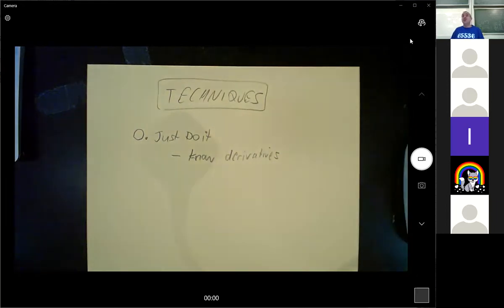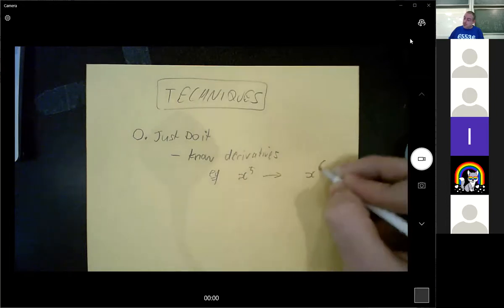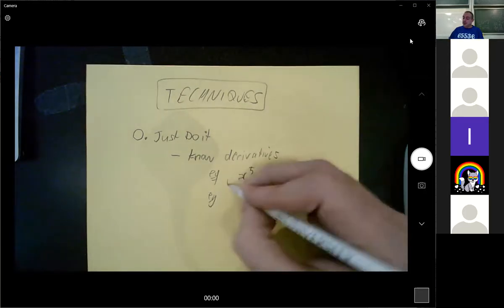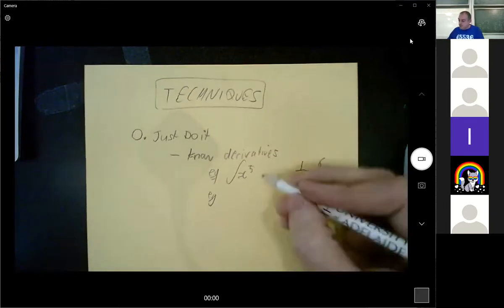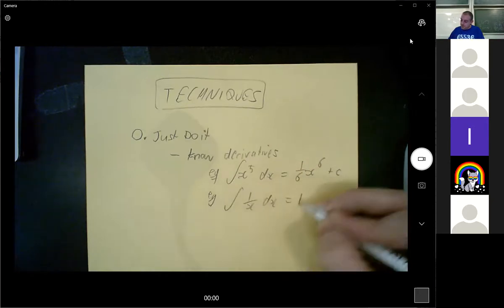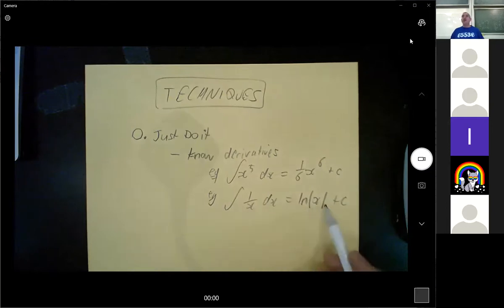For example, you know that the derivative of sine is cos, and so therefore the integral of cos is sine. And things like when you've got a power, put the exponent up by 1 and divide by the new exponent. That sort of thing. For example, x to the 5 goes to x to the 6 over 6. And for example, the integral of 1 over x dx is ln of the absolute value of x plus c.